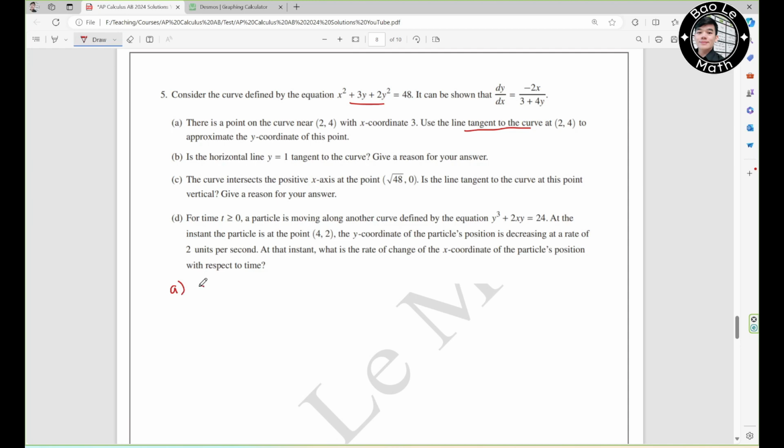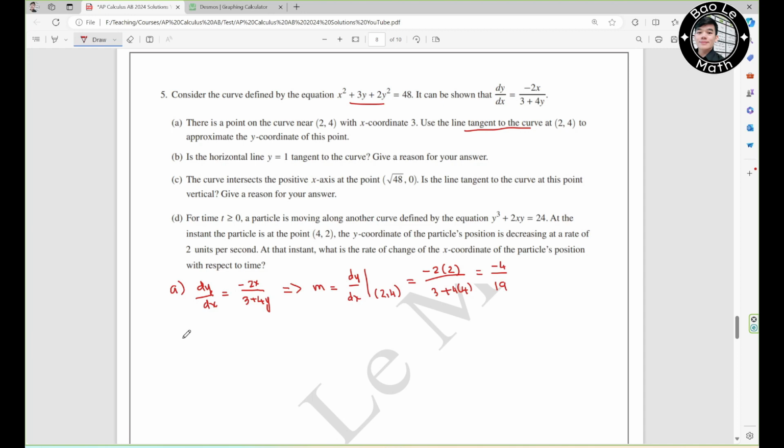We need to find the equation of the tangent line. So we have dy over dx equals negative 2x over 3x plus 4y. The slope is going to be dy over dx evaluated at (2, 4). So we substitute (2, 4) into this expression right here. We have negative 2 times 2 over 3 times 2 plus 4 times 4. So it could be negative 4 over 22. So the slope equals negative 4 over 22.